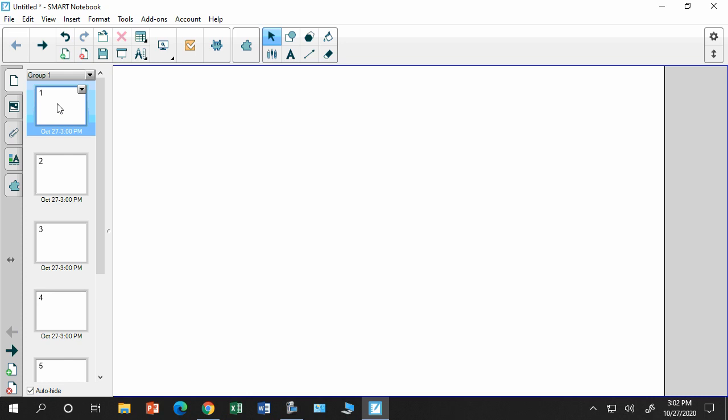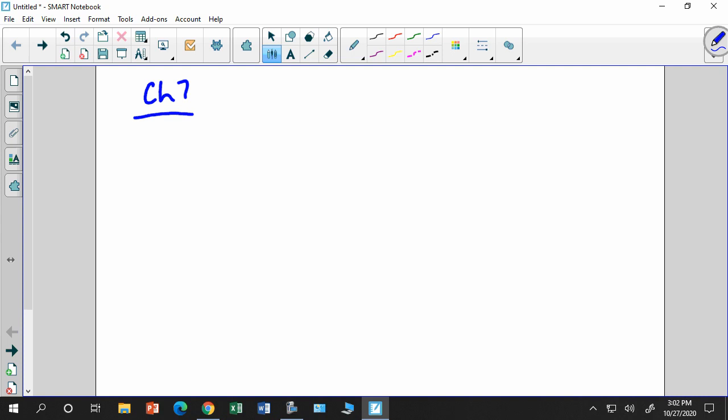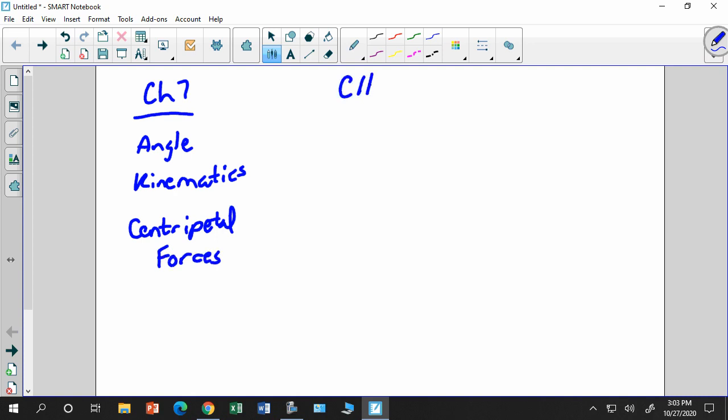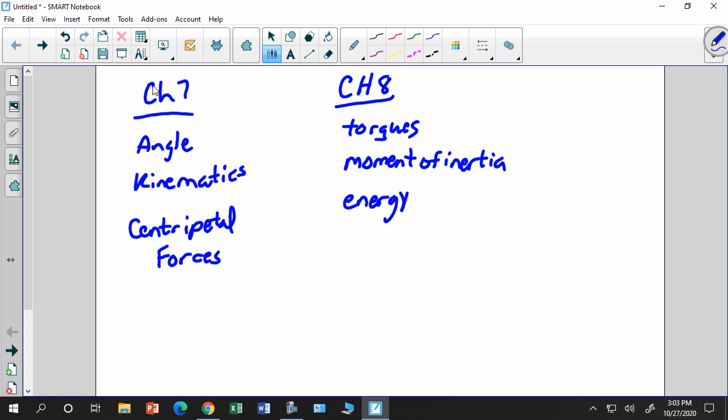All right. The exam is on Chapter 7 and 8. Chapter 7 includes these topics. We'll have just sort of angles, kinematics, and centripetal forces. We can look at each of these and look at sort of examples of them. And then in Chapter 8, we have torques, moment of inertia, energy, rotational energy, and translational will come in there too. And then also angular momentum.